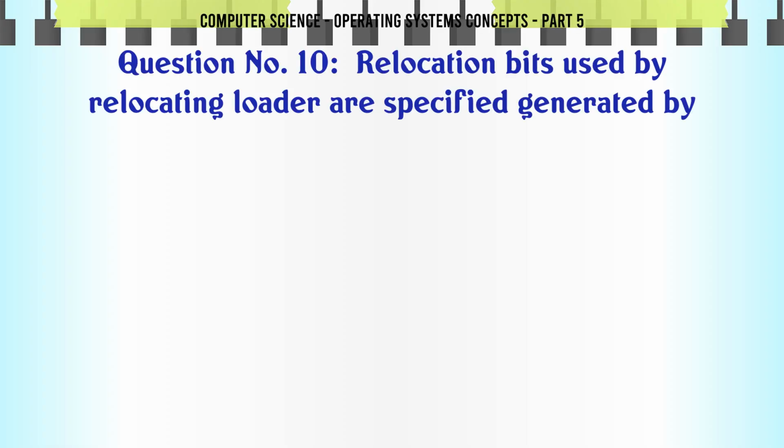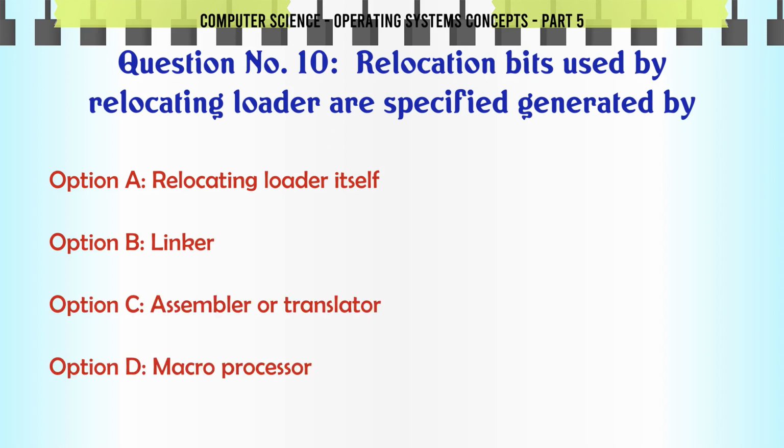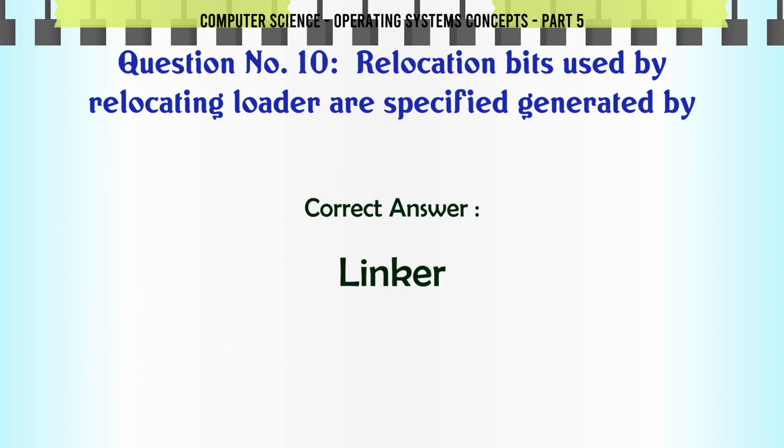Relocation bits used by a relocating loader are generated by: A. Relocating loader itself. B. Linker. C. Assembler or translator. D. Macroprocessor. The correct answer is linker.